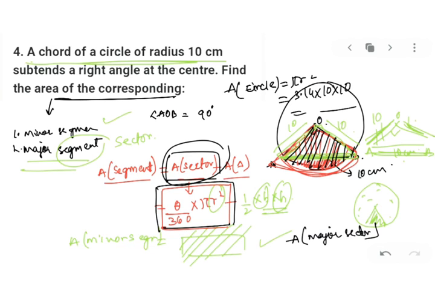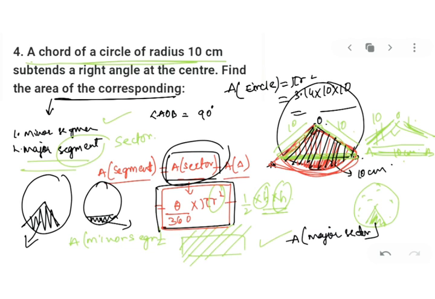Sector and segment are different. I hope you got the concept. If I am drawing something like this, it will be called a sector. But if in a circle I am drawing something like this, it will be called a segment. Got my point clear? So this is your minor sector, this is your minor segment. And the remaining part here will be called a major sector, and the remaining part here will be called a major segment. Is the concept clear? Okay.